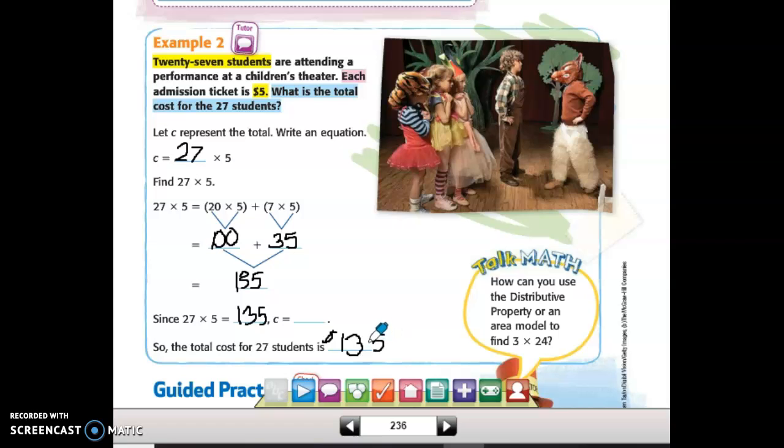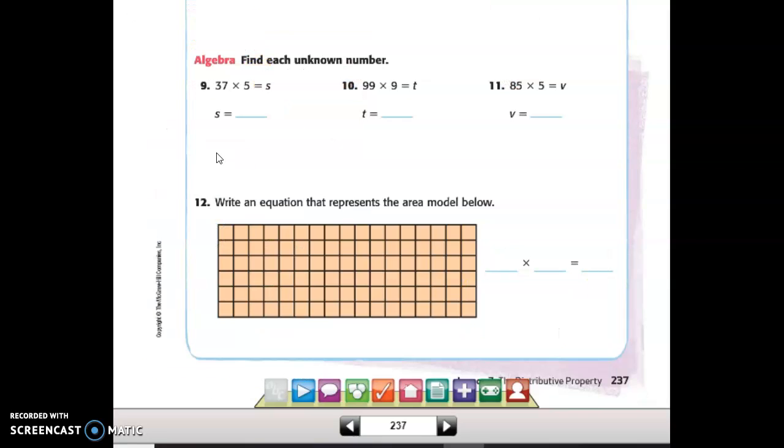And that's that example. So you can talk with your partner, practice explaining how to use the distributive property when you're doing 3 times 24 or 24 3 times. When you get to number 12 on page 237, what they're asking you to do is write the equation shown by this. So you're going to have to count how many boxes there are across and how many boxes there are up and down, and that's going to give you your two factors that you're multiplying to get your product. That's what they're asking on this number 12.